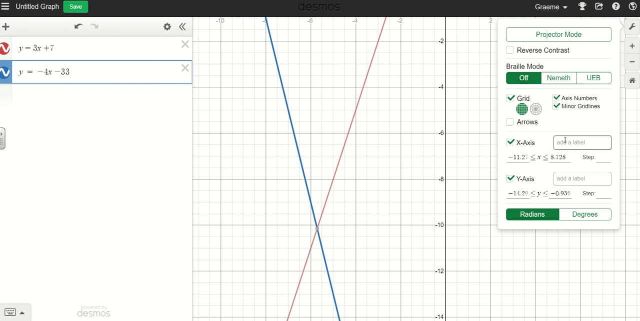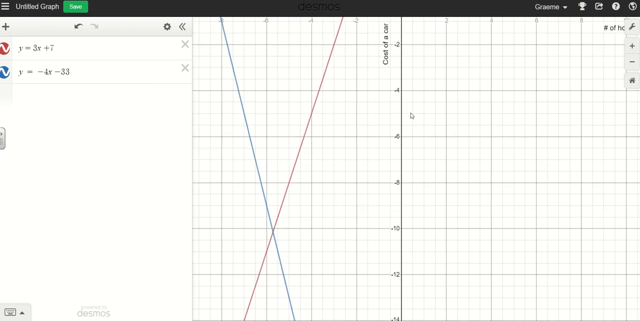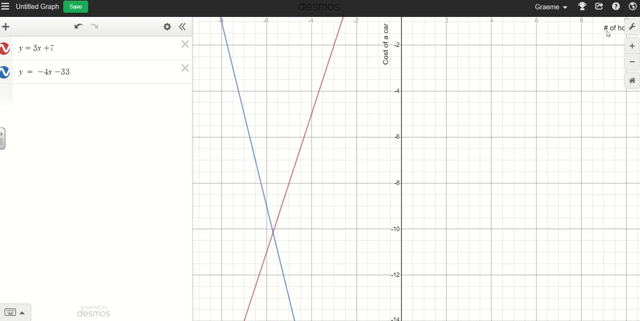This is also the place where you would add a label if you were using something from context and we were talking about the number of hours versus the cost of a car. And you'll see it types them directly onto the X and Y axis. So when you take your screenshot, you have labeled axes, which is crucial, as well as adjusting a scale.